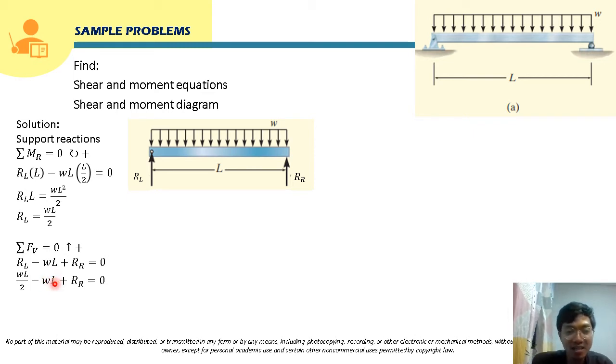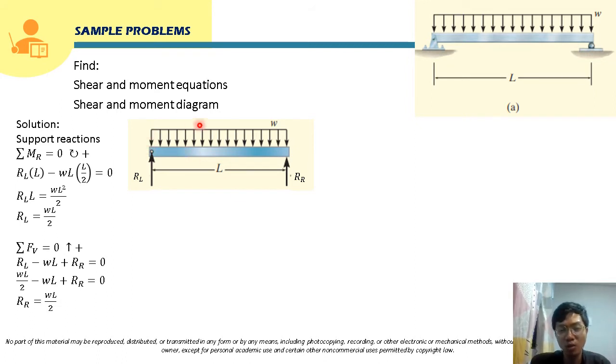Okay, so in this case, class, WL over 2 minus WL is actually negative WL over 2, right? So, transposing that to the other side, it will become positive. So, the reaction, class, at the right support will be WL over 2 also. Okay, so class, this is actually of use, no?